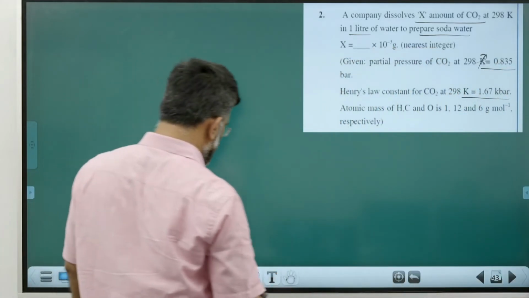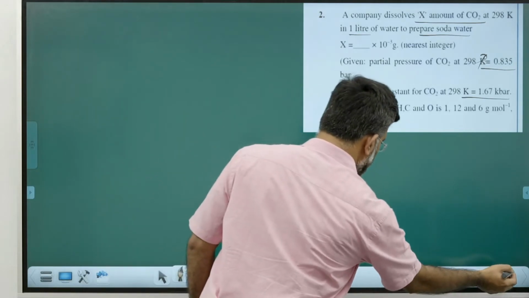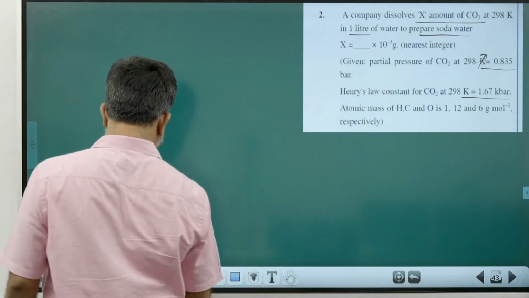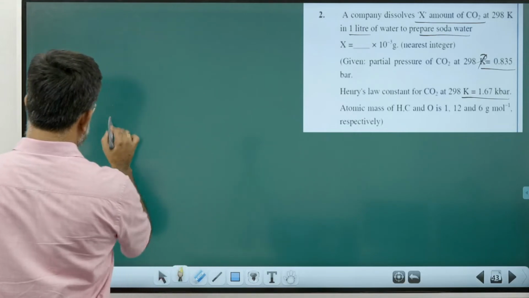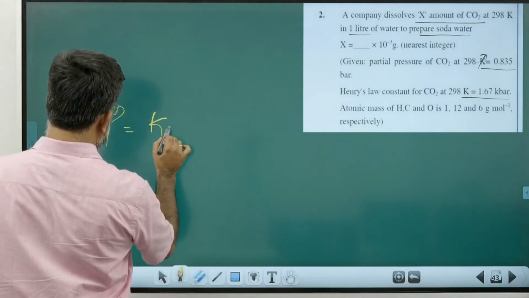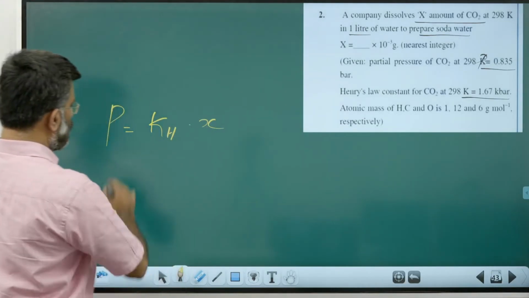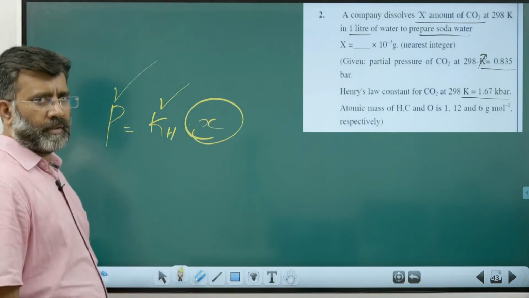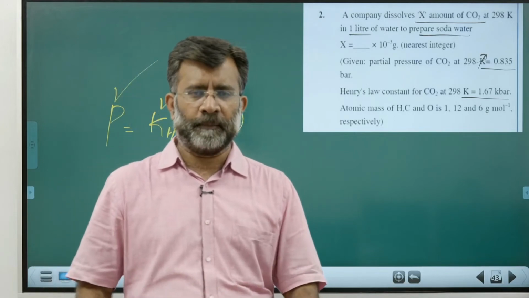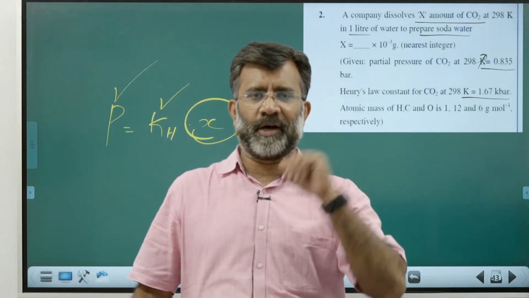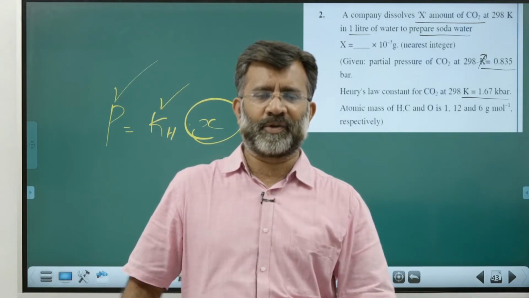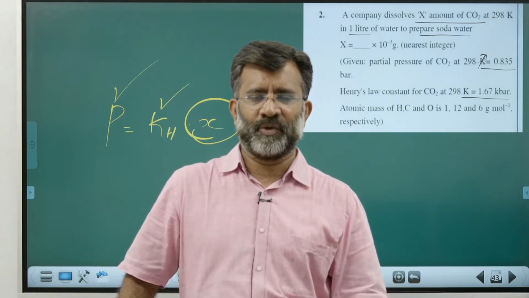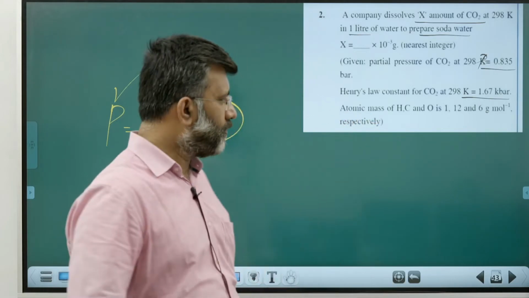You can find out the solubility. How? P is equal to KH into X. This is given, this is given, so you can find out X. That is the solubility, the mole fraction. From the mole fraction, you can find out the mass of carbon dioxide dissolved. You have to work it out.